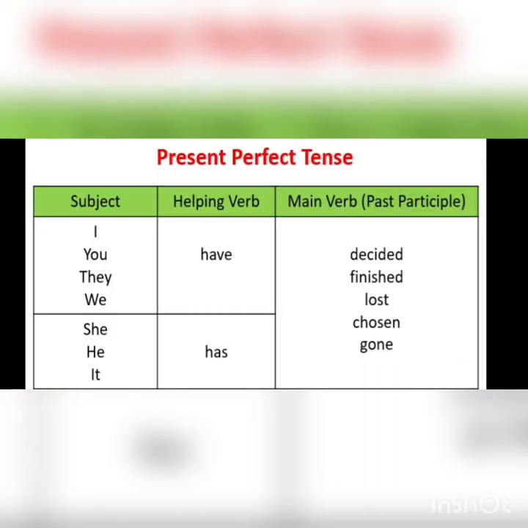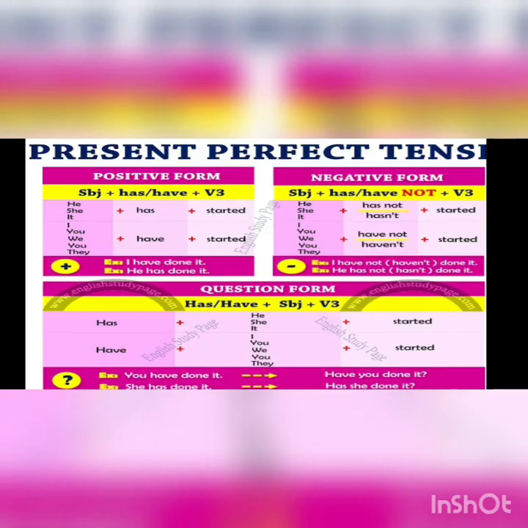Okay. You can see here, I have decided to do my work. You have finished your work. They have finished their work. They have lost their job. We have chosen you. She has gone to market. He has gone to market. It has broken his leg. Okay, so these are the sentences framed using the structure of present perfect tense with positive statement.